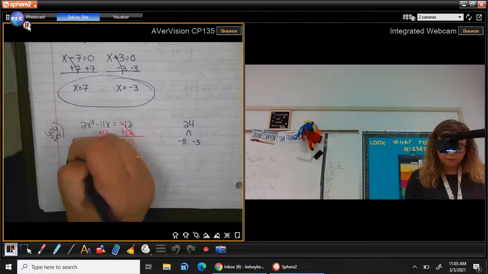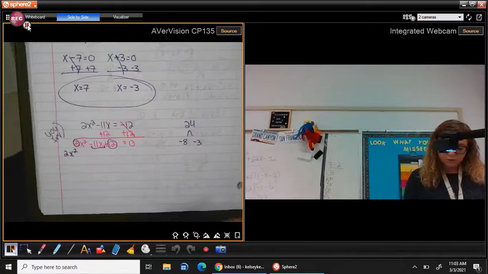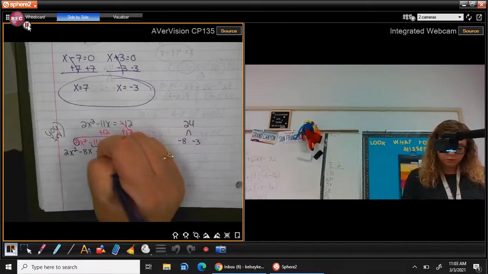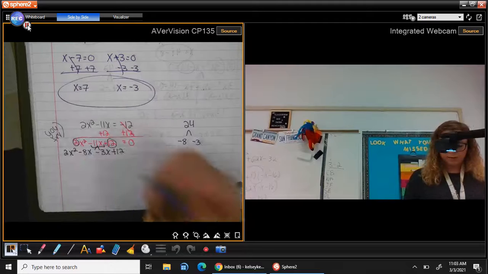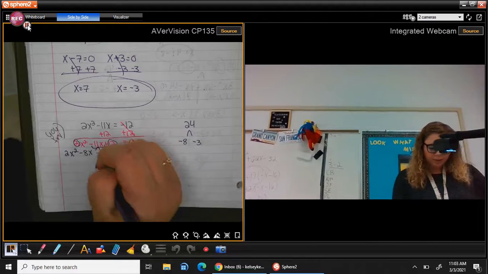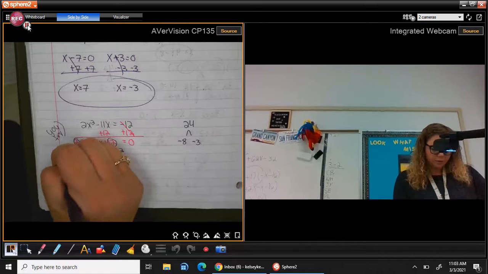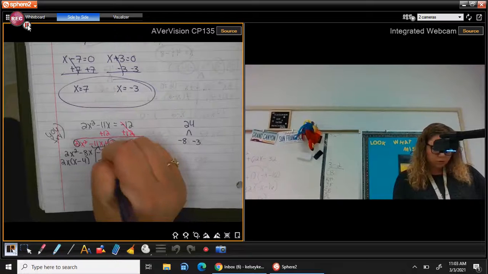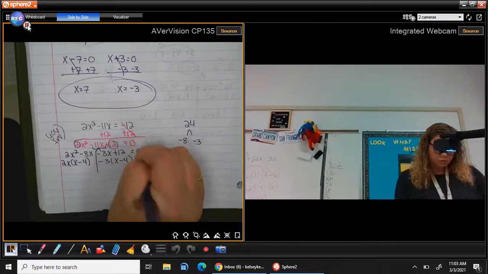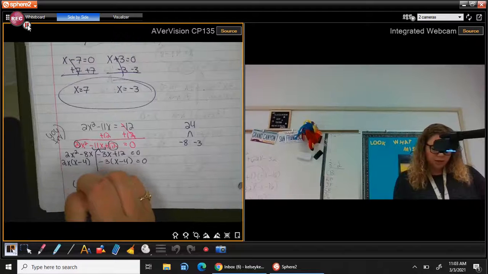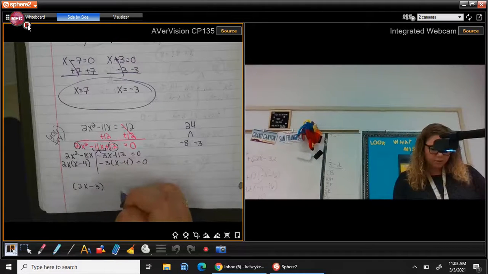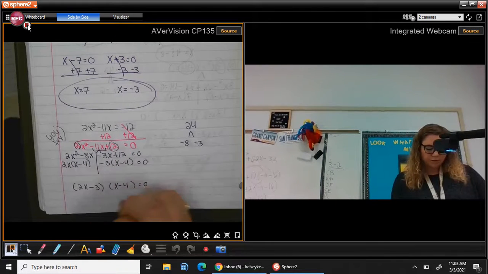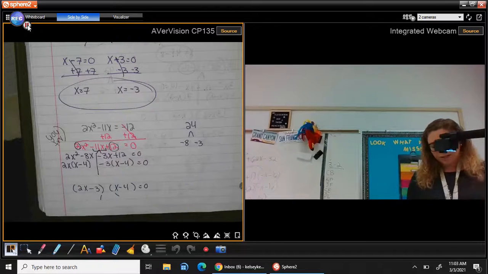Okay, I'm going to put this into 4 terms. And we're splitting up that middle one. Split down the middle, factor out the GCF. Okay, and then I have 2x minus 3. And I have x minus 4 equals 0. Split that up. Set both sides equal to 0.